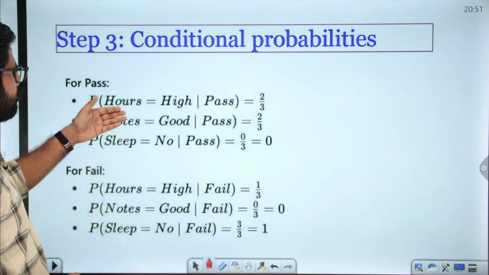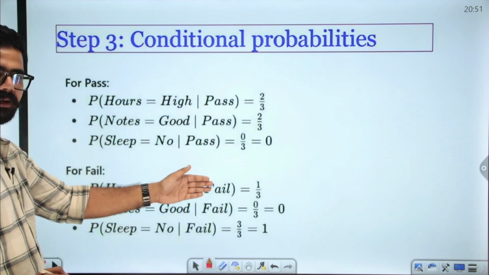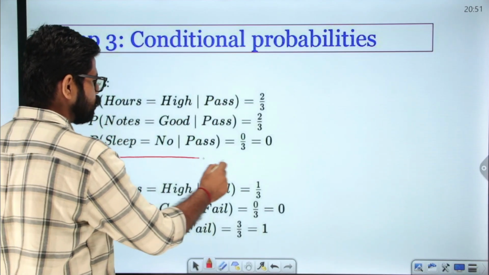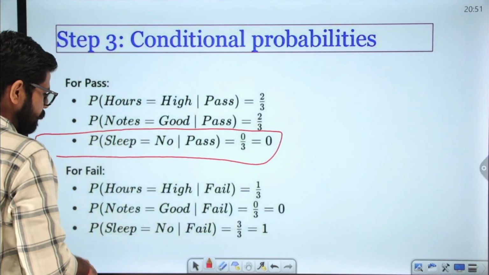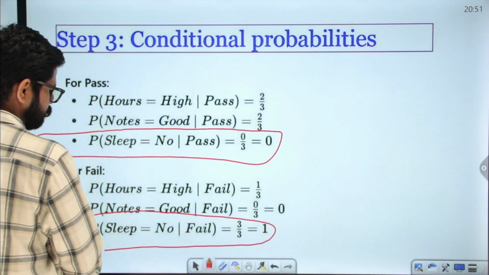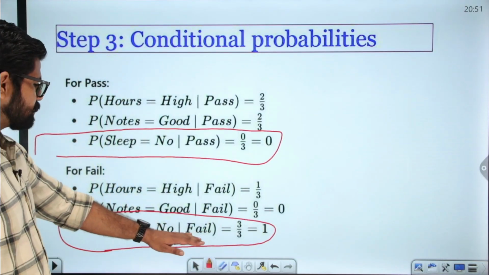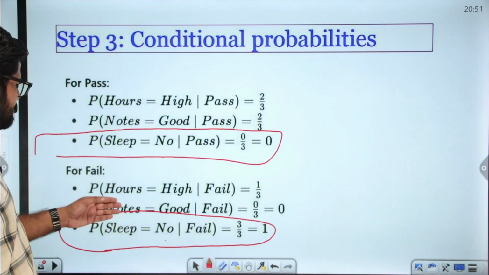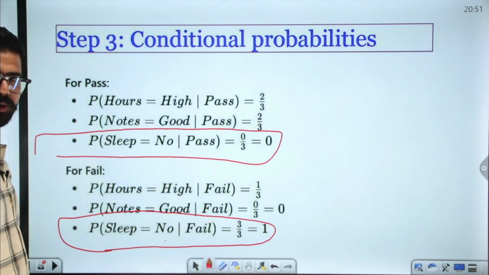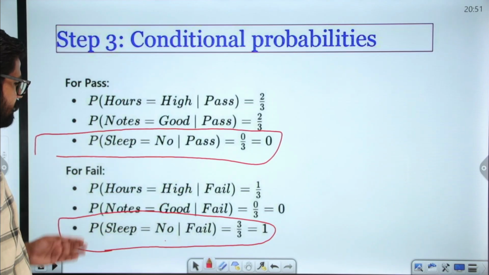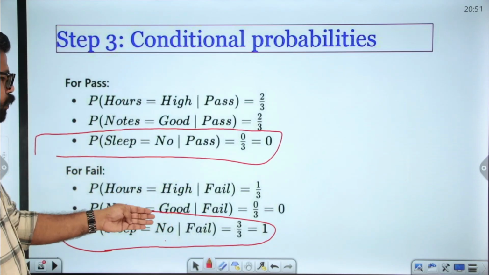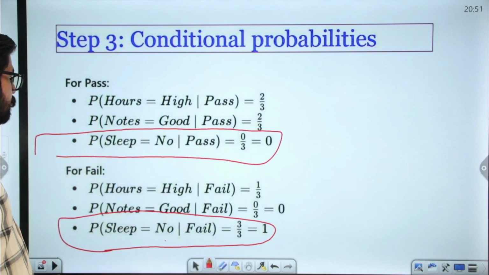Then after that the probability for the pass students we will calculate; for the fail the same we have already done. But here you find that if sleep is no, then the probability comes out to be 0, and for the fail, for sleep equal to no, the probability will be 1, and some probability is also 0 here. For notes equal to good in the fail case, the probability of a student being fail comes out to be 0, even with good notes quality.